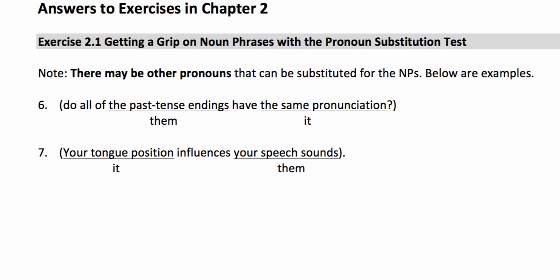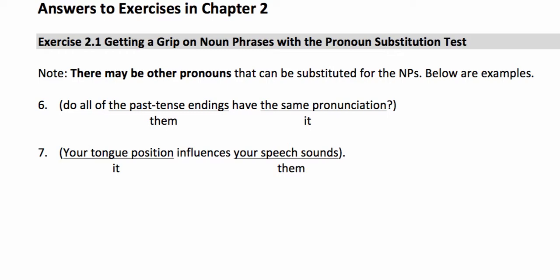We can substitute the pronoun them for the noun phrase the past tense endings. Now it's important to note that this noun phrase, the past tense endings, is actually part of the prepositional phrase of the past tense endings. So, do all of the past tense endings have it? The same pronunciation is also a noun phrase.